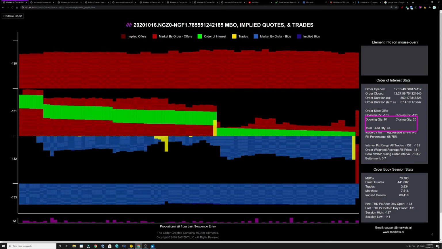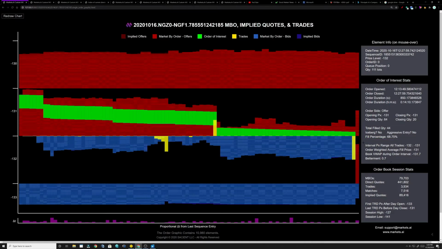The total quantity filled, obviously, 64 minus 20, is 44. There are no slices that are renewing and going to the back of the queue. It's not an iceberg. And it was put passively on the back of the queue when it was new. It filled almost 69% of the initial resting order.